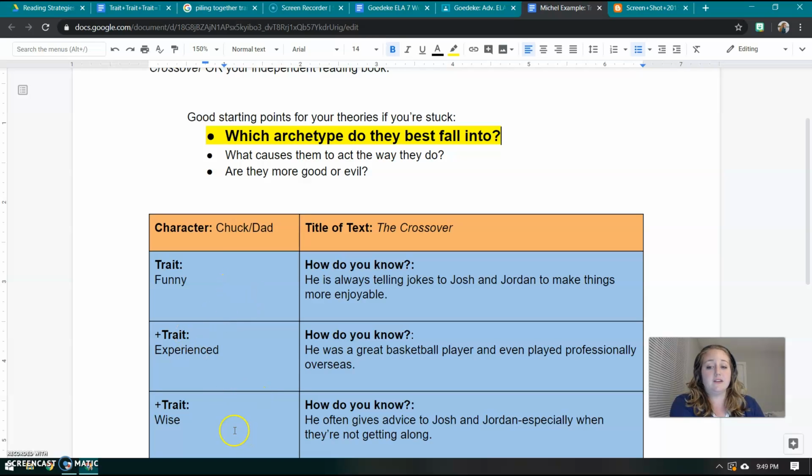So I'm compiling together different traits that I noticed from him. The next one is experienced. He was a great basketball player and played professionally overseas. I would also add that he has a lot of experience with life and marriage and having a family. So besides just being funny, he has a lot of experience under his belt.